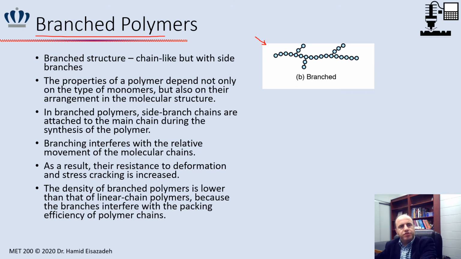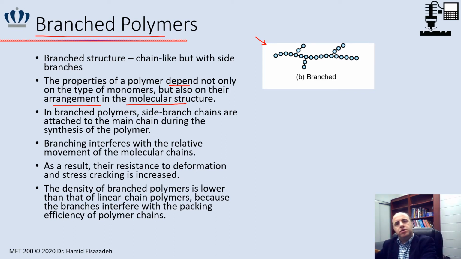The properties of polymers depend not only on the type of monomer, but also on the arrangement in the molecular structure. This type of structure can be found in thermoplastic polymers. Thermoplastic polymers always have a linear or a branch structure, or a mixture of these two structures.